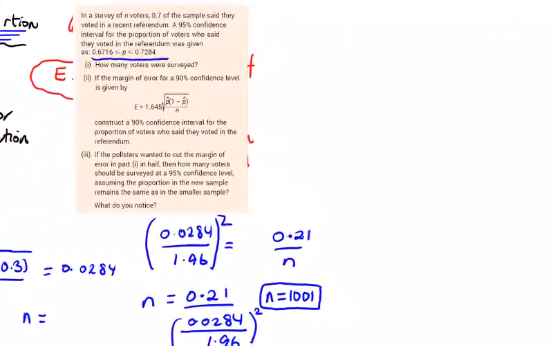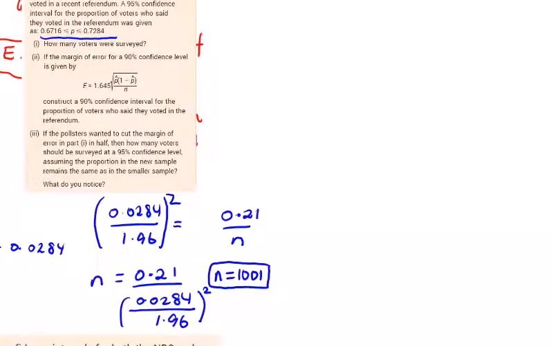For the second part of this question, the margin of error for a 90%, the first one's 95, this one's 90, is given by this. Construct a 90% confidence interval for the proportion of voters who said they voted in the referendum. So we're just going to have 1.645 by the square root of, we've already multiplied 0.7 by 0.3, and we've worked out n around, well, I'll leave it at 1001. That's going to be our standard error. So let's see what this works out to be.